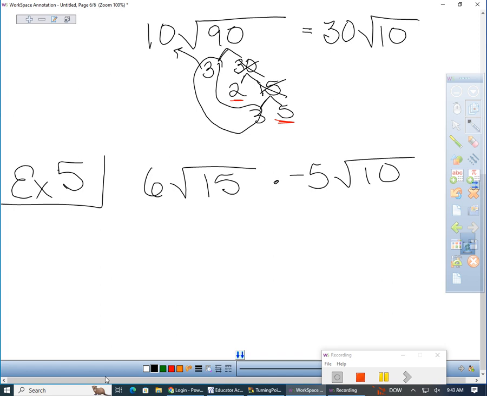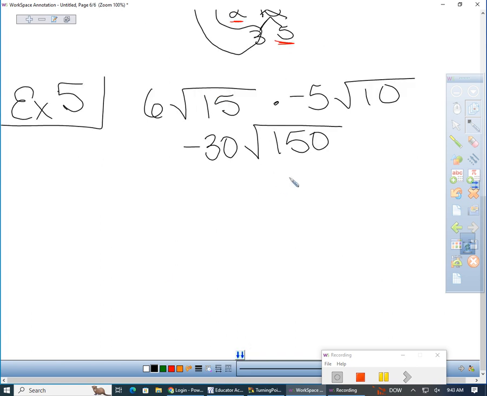All right, so first we multiply our outsides. Perfect, negative 30. Multiply your insides, we get 150. Now we have to simplify. So we can break that down into, let's do 15 and 10, sure. 15 breaks down into 3 and 5. I'm going to cross out my 15. 10 breaks down into 5 and 2.